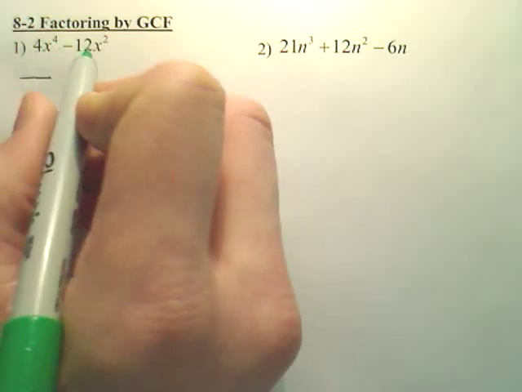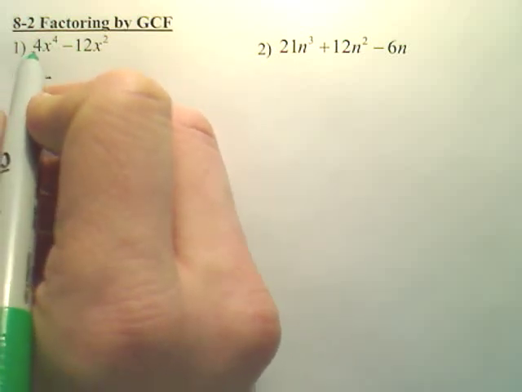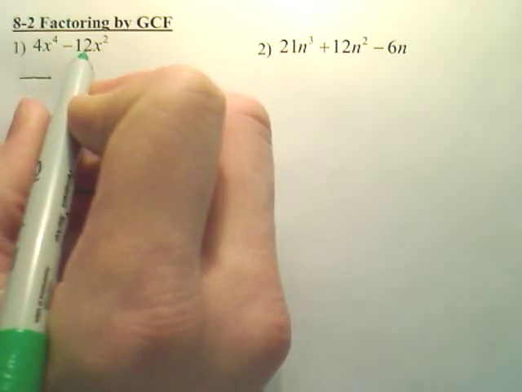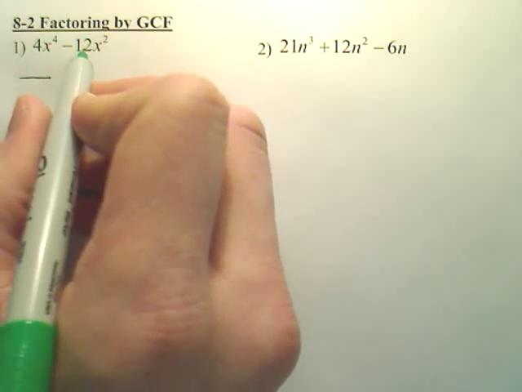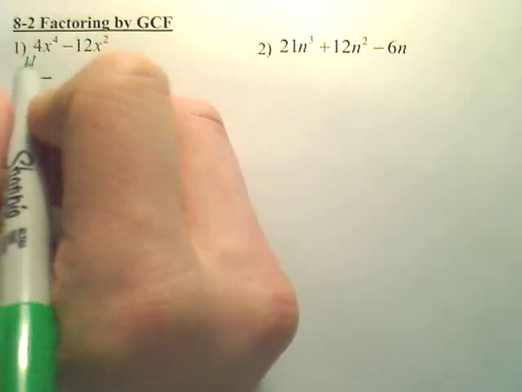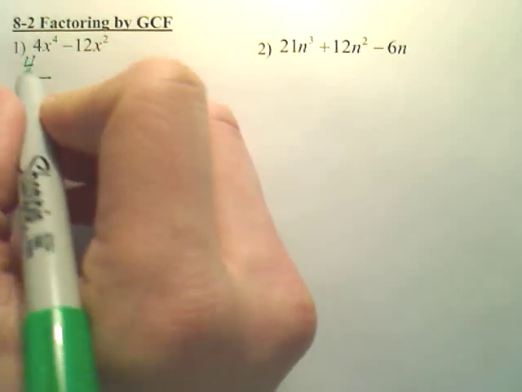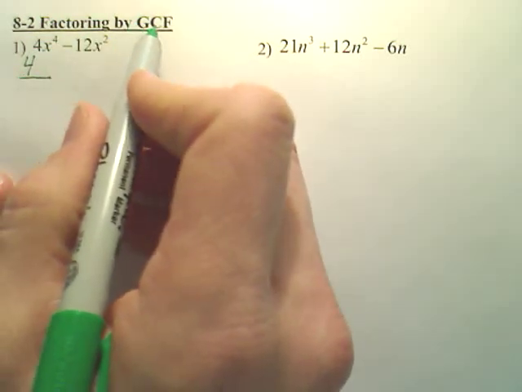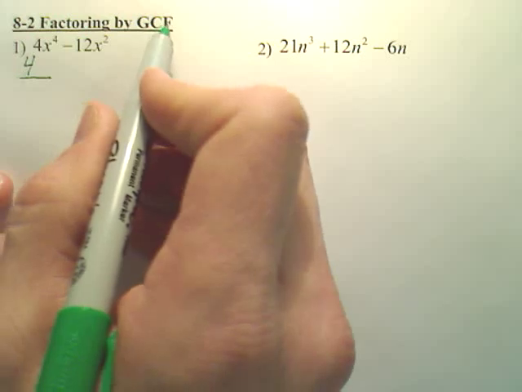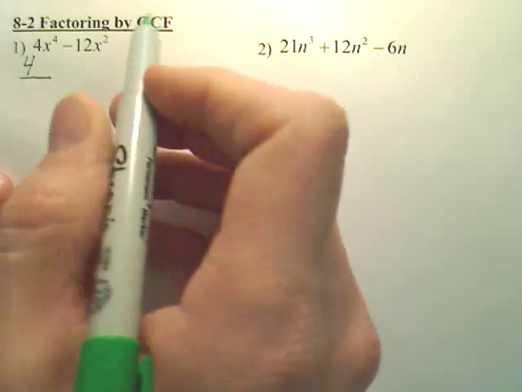So 1 always goes into everything. Next number would be 2. 2 goes into both those, but let's see if there's something bigger. 3 does not go into that. 4 goes into 4, and 4 goes into 12. So my number that goes into both 4 and 12 is 4. And that's the largest. It's the greatest common and shared factor, which is the number that goes into both.